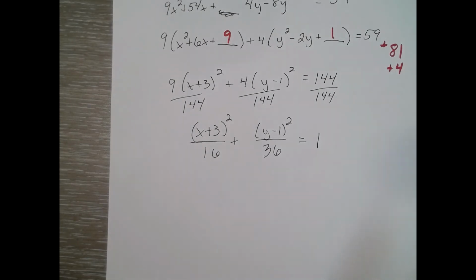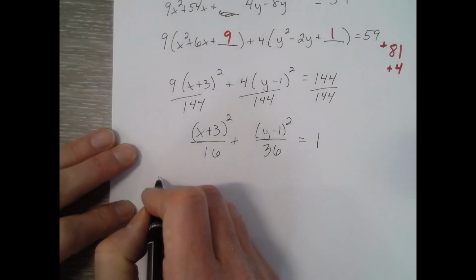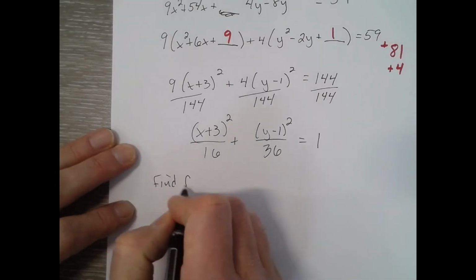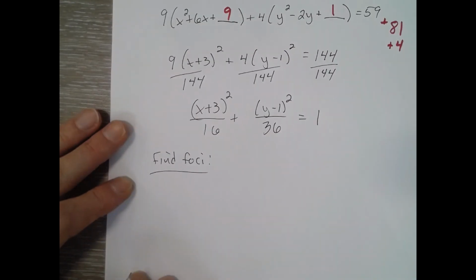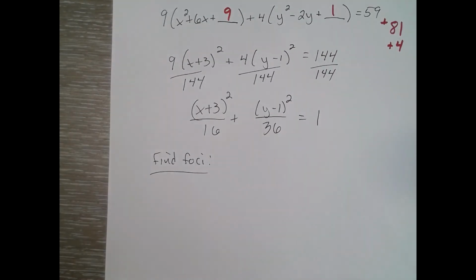So why don't I just narrow it and say find the foci. One question, so we don't have to spend as much time on it. Find the foci of that ellipse. I'll give you a minute. Check your answer with somebody next to you. See if you got the same thing.